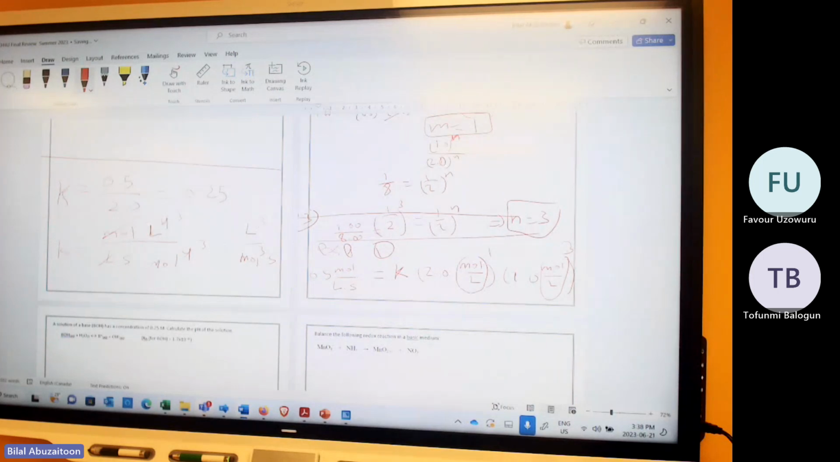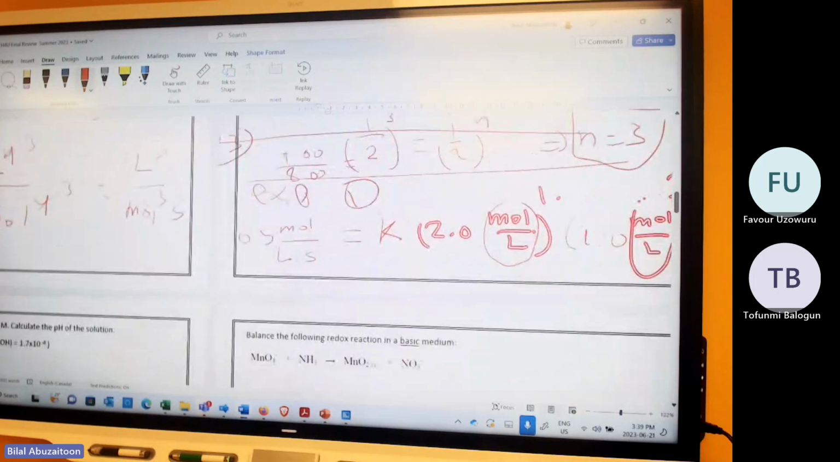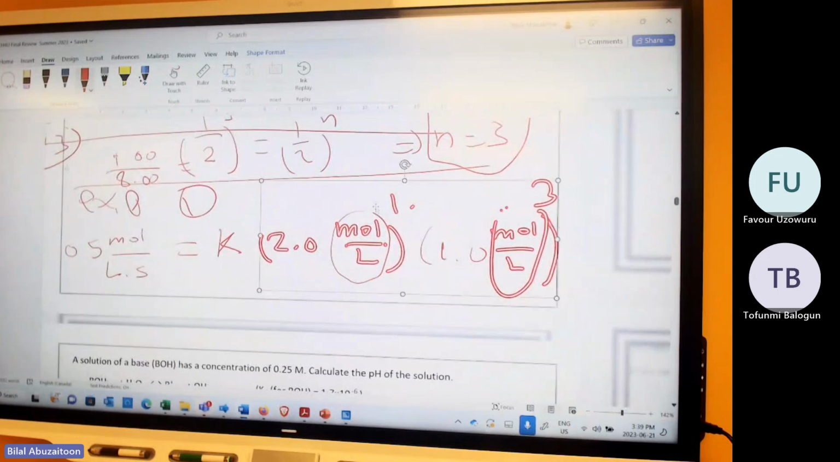Zero marks, we don't write it. Does that make you happy? Very good. No, don't worry about the unit, okay? Unless the question asks you for the unit. No, I'm not asking you, okay? Don't worry. Okay, next question, so that we don't waste time.